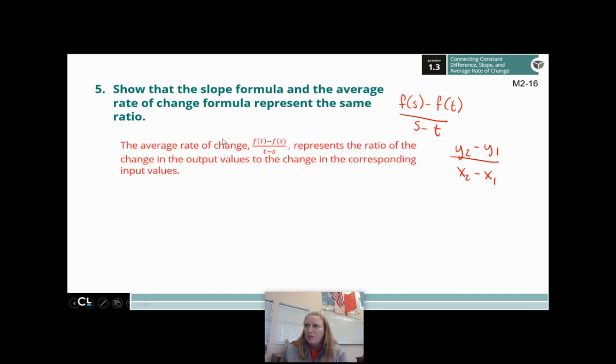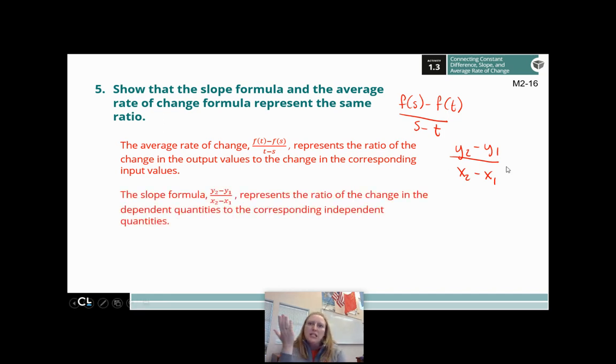So we said that the average rate of change represents the ratio of the change in our output to the change in our input. But isn't that what this is doing as well? I mean, we say it differently. The slope formula represents the ratio of the change in our dependent quantities to the change in our independent quantities, but it's doing the same exact thing. These formulas totally represent the same ratio. We just have a million different words for it.